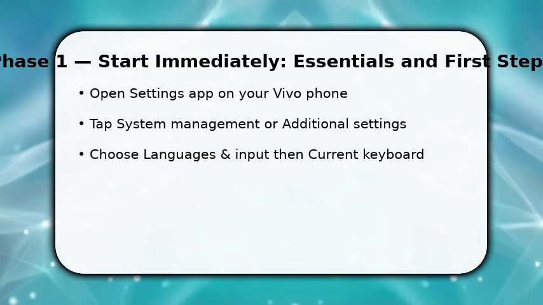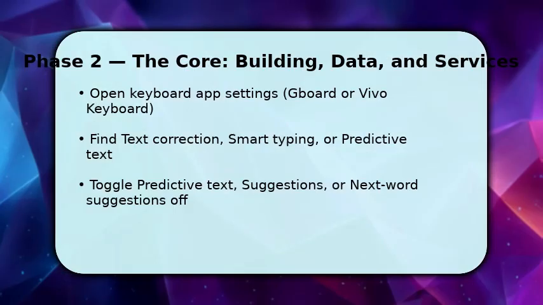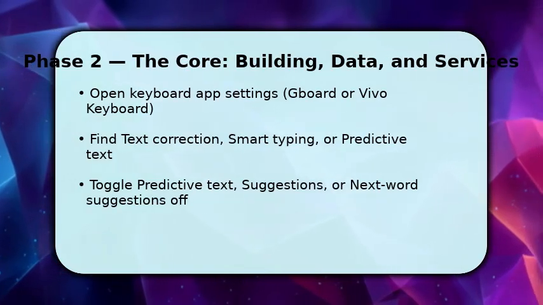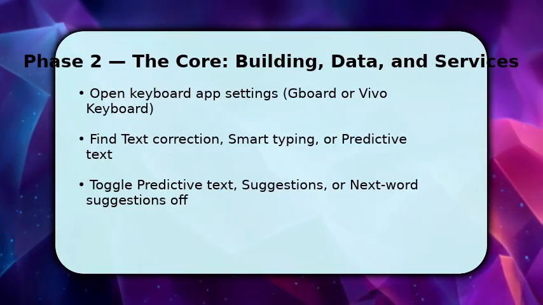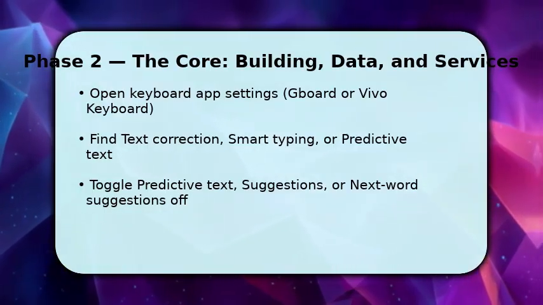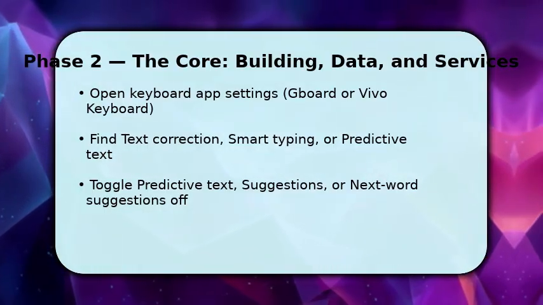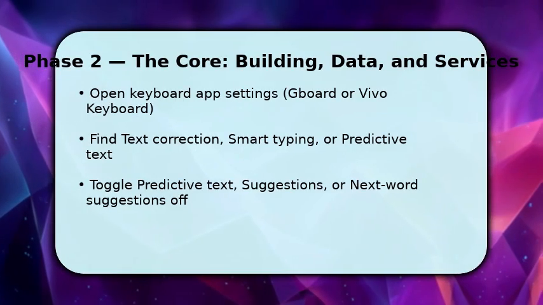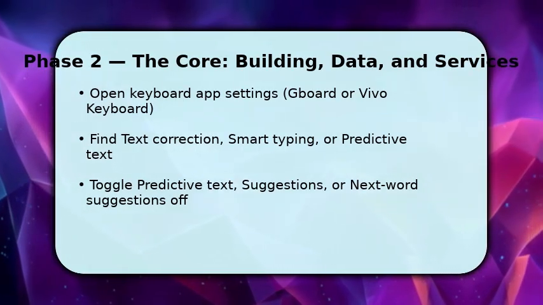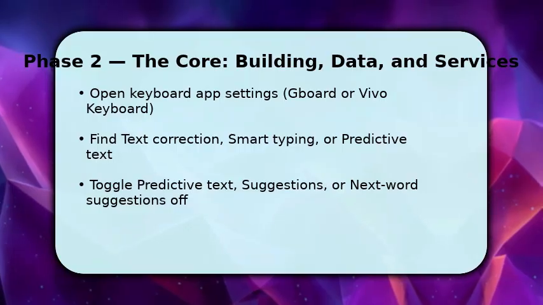You're in the keyboard settings now. Look for Text Correction or Smart Typing. Once found, tap it to reveal suggestion controls like Predictive Text, Next Word Suggestions, and Personalized Suggestions. Turn each relevant toggle to off. Do this one by one so you know which feature you disabled.